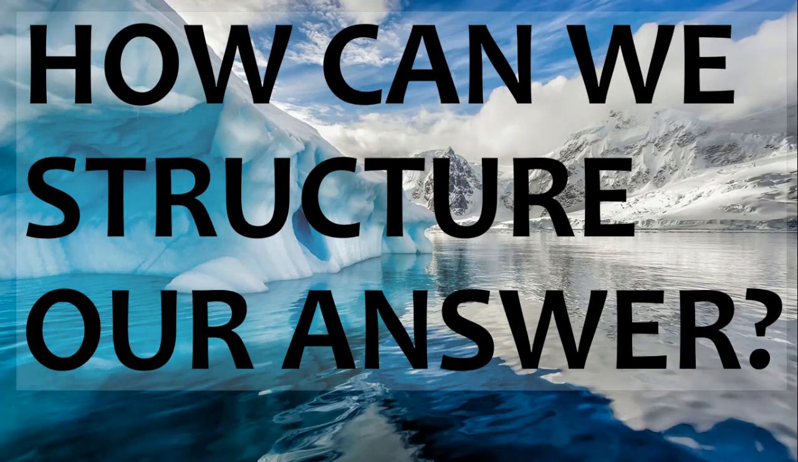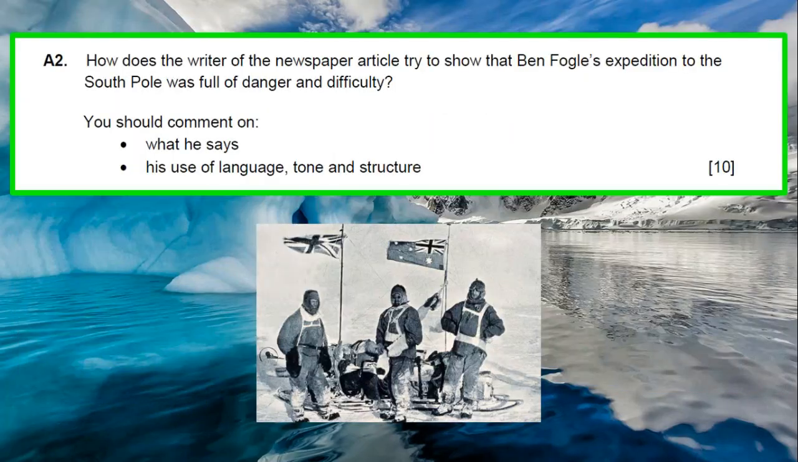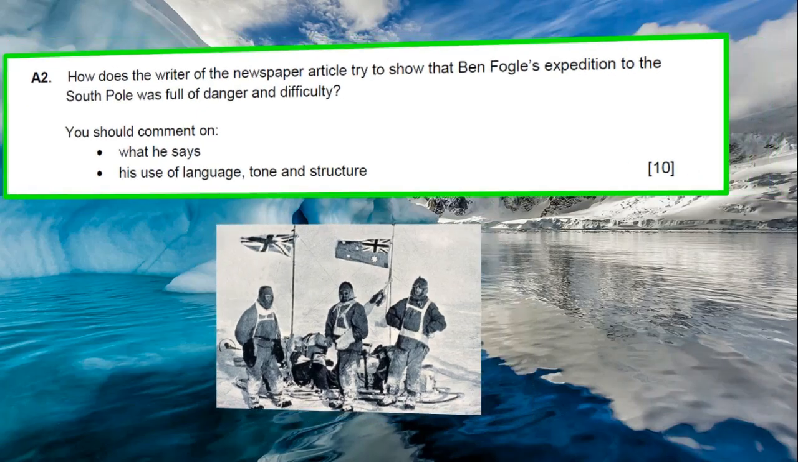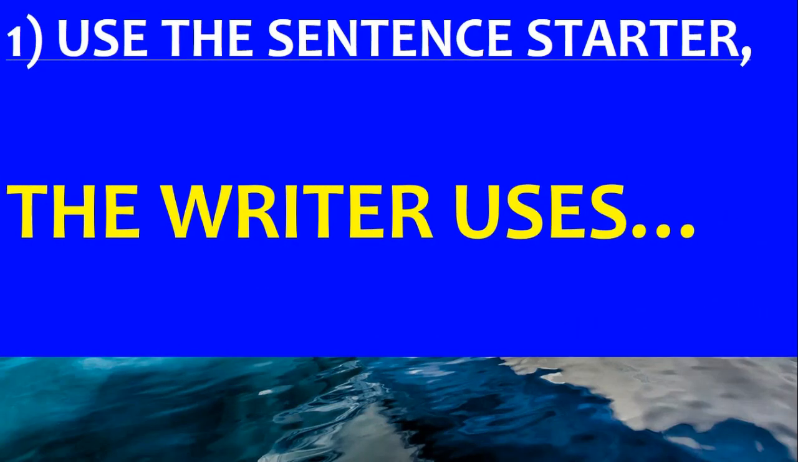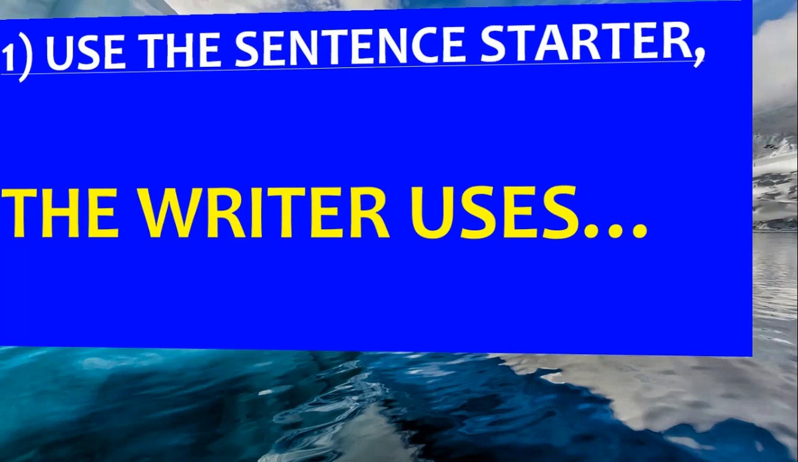So how are we going to structure our answer? Ben Fogle's expedition was full of danger and difficulty. So we've got to make 5 to 8 points using quotes. Number 1, you can write this down if you want: use the sentence starter, the writer uses.